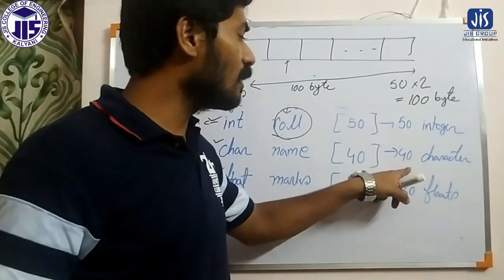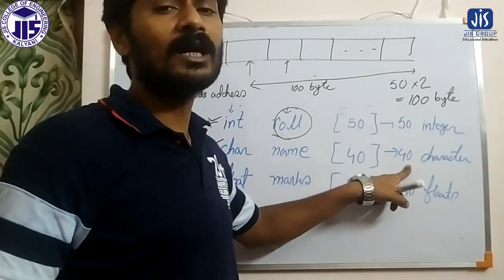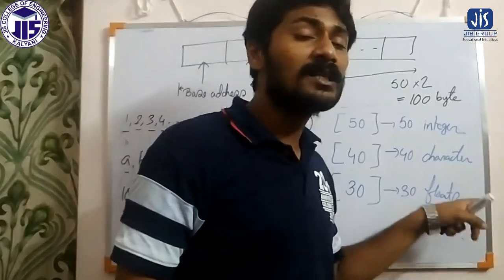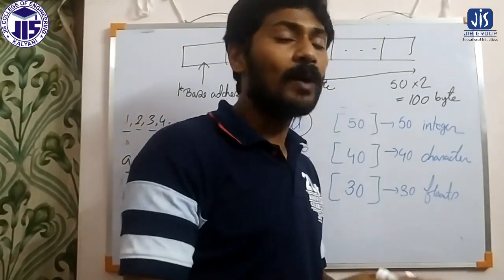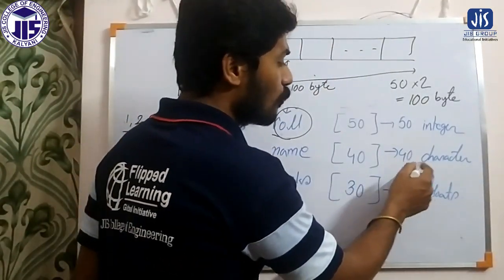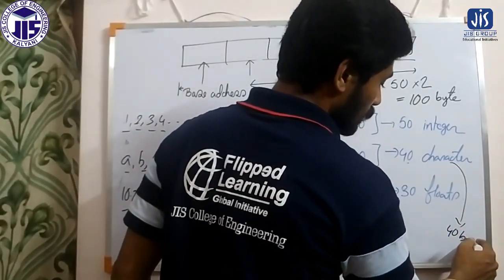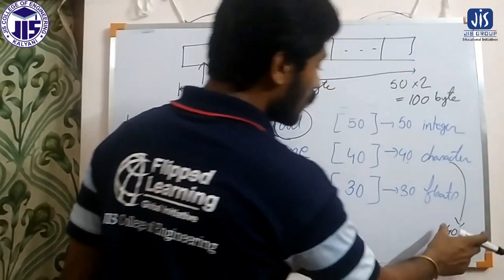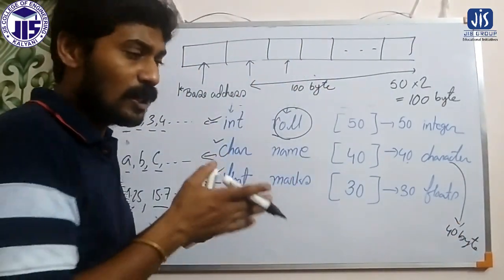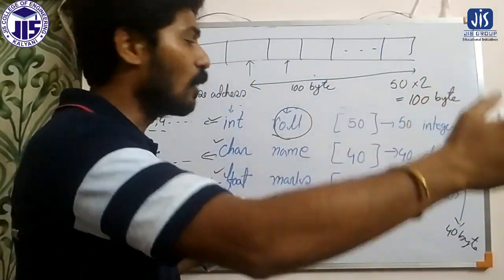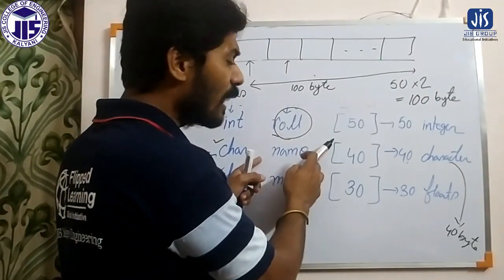So how many characters maximum we can store? 40. What is the size of each character? 1. That means 40 into 1, maximum 40 byte memory is required for this. So this 40 byte will be continuous. Starting from a point, continuous 40 byte will be allocated for this array name.